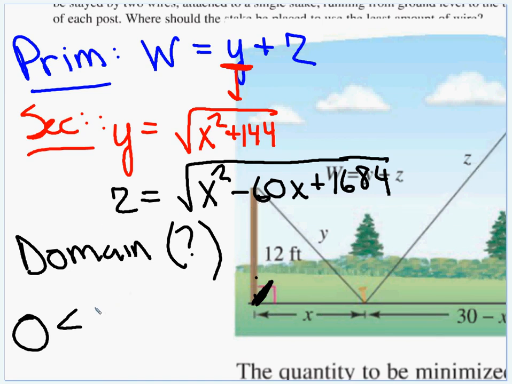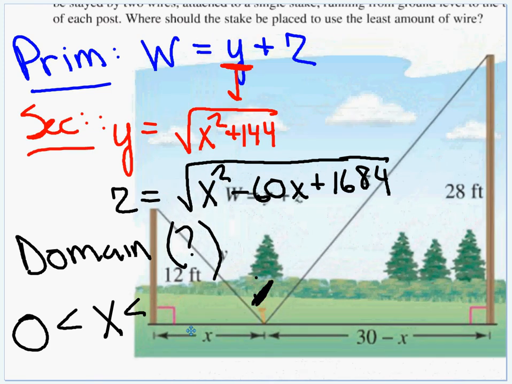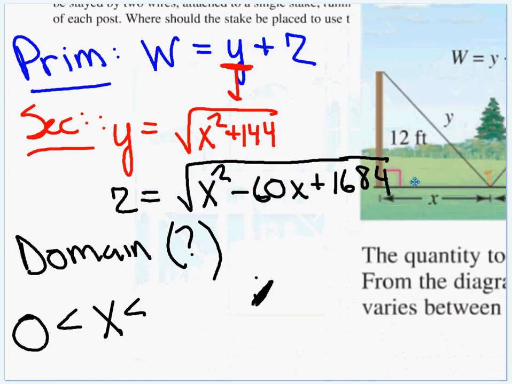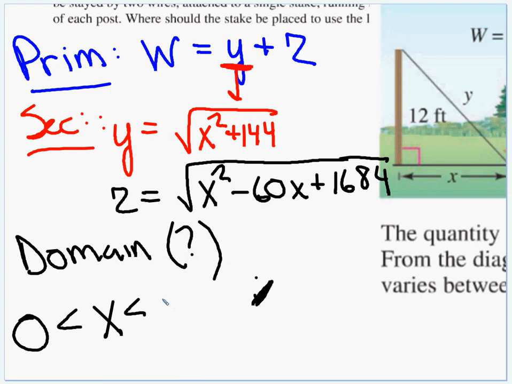And then theoretically, how big could we make x? Well, if there's 30 feet of distance between the poles, we could make x 30, and then the other little chunk would be nothing. So x must be a number between 0 and 30. And again, let me make a new slide here. This is the 12-foot pole, and over here is the 28-foot pole. X is our distance away from the base of the 12-foot pole.